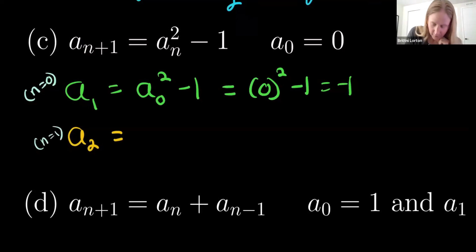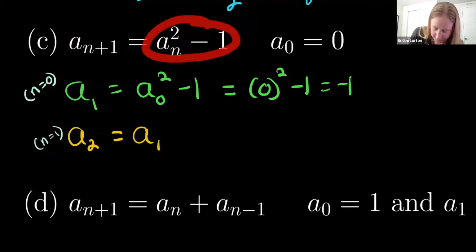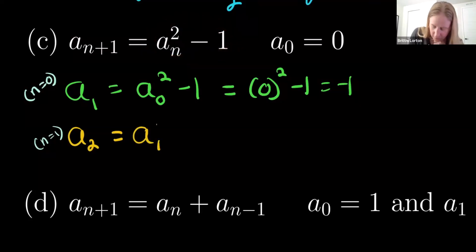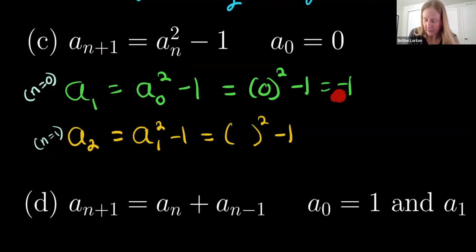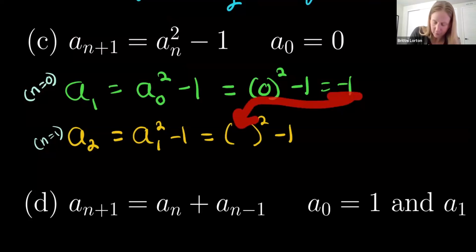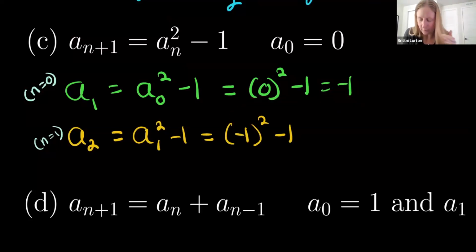But if n equals 1 on one side of the equal sign, it must also be 1 on the other side of the equal sign. So then on the other side of the equal sign, I'm looking at my formula. That would become a sub 1 squared minus 1. And then I know what a sub 1 is because I already found it. A sub 1 was -1. So then I have a -1 squared minus 1, and I got 0.